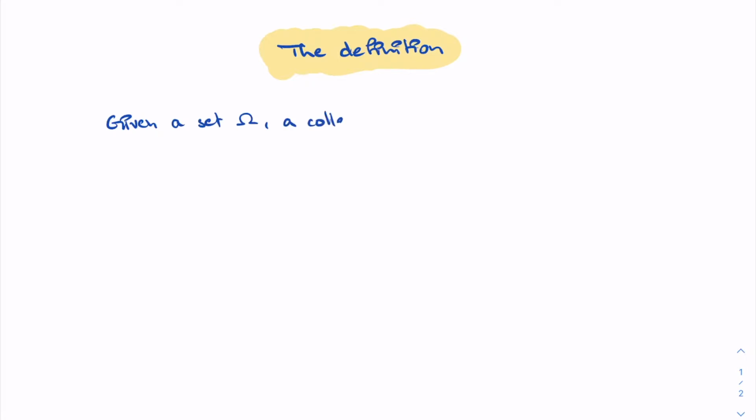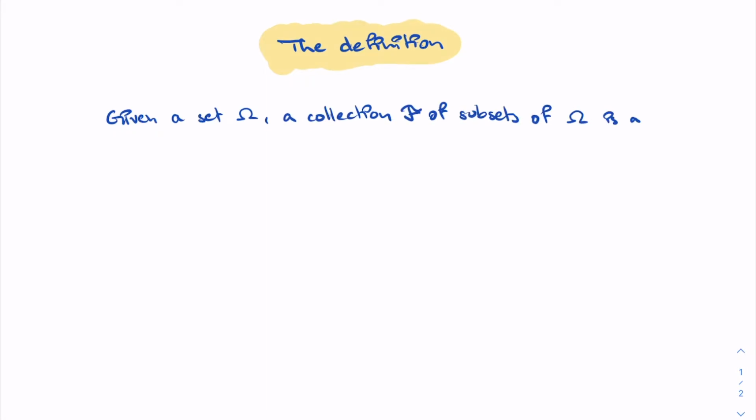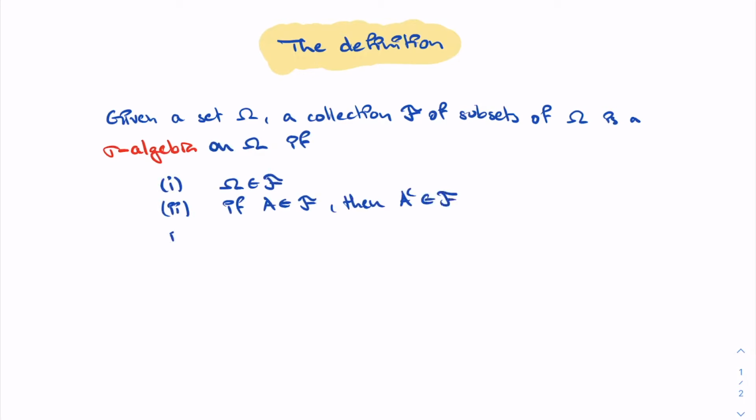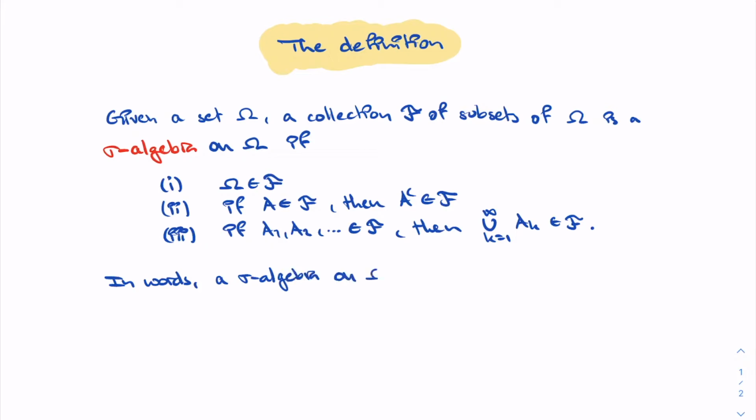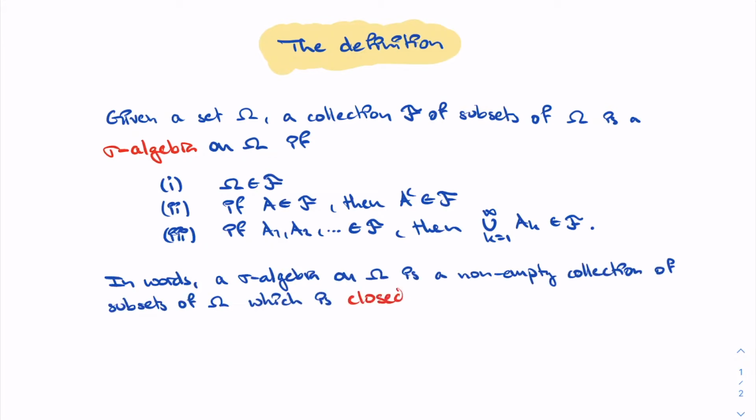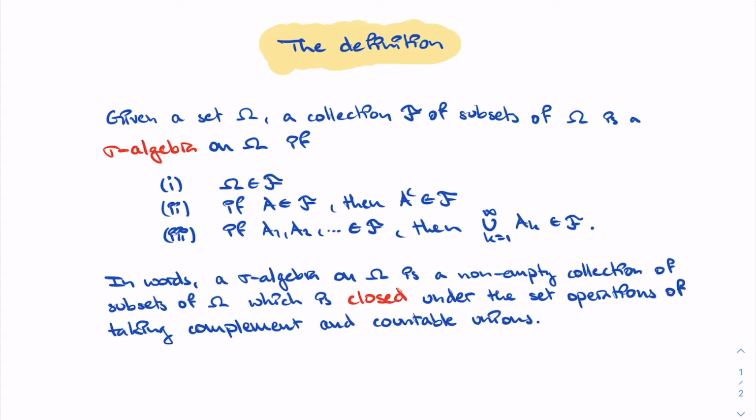Given a set omega, a collection of subsets of omega is a sigma-algebra on omega if omega itself belongs to the collection, and for every set in the collection also its complement is there, and for any sequence of sets in the collection also their union belongs to the collection. In words, a sigma-algebra on omega is a non-empty collection of subsets which is closed under the set operations of taking complement and countable unions.